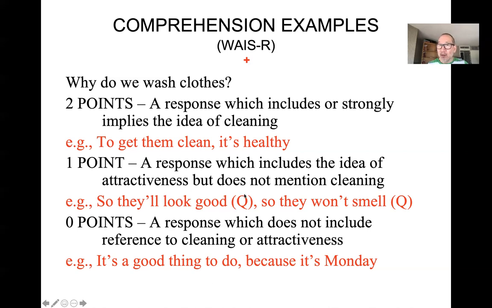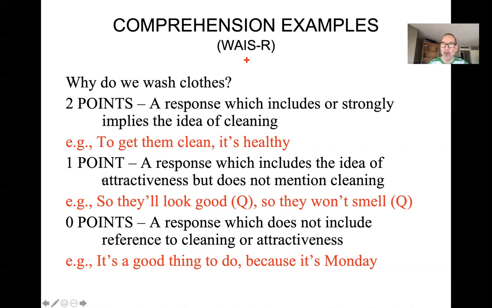If they say so they'll look good, they'll get 1 point. But in the manual, straight from the manual, if there's a Q in parentheses, this tells the examiner that they can query the examinee. In other words, they can flesh out, hey, do you know more? It sounds like you might know more about this. So if the person says, they'll look good, you can ask, well, what do you mean by that? And then they might say, well, it'll be clean, it won't have dirt on it, it's kind of stinky to just not wash your clothes, right? So then that seems more like a 2 point answer: a response which includes or strongly implies the idea of cleaning.